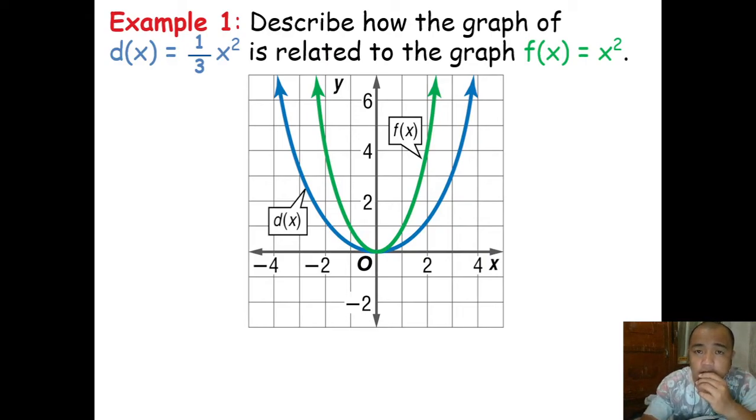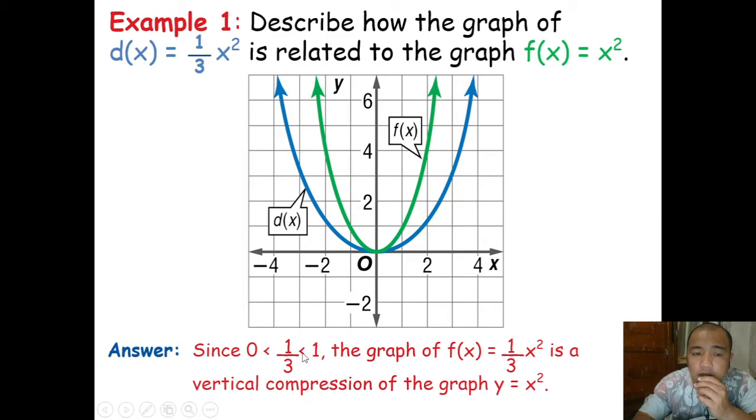Describe, example number 1. Describe how the graph of d of x, which is the blue parabola, is related to the graph of f of x equals x squared, which is the green parabola. Describe. So what's the answer? Since the value of a is between 0 and 1, 0 is less than 1/3 is less than 1, the graph of d of x equals 1/3 x squared is a vertical compression of the graph y equals x squared.